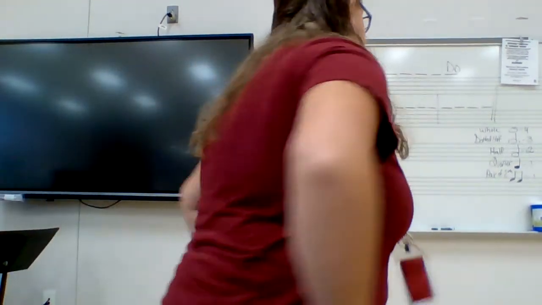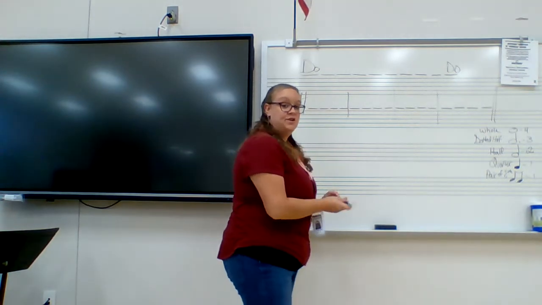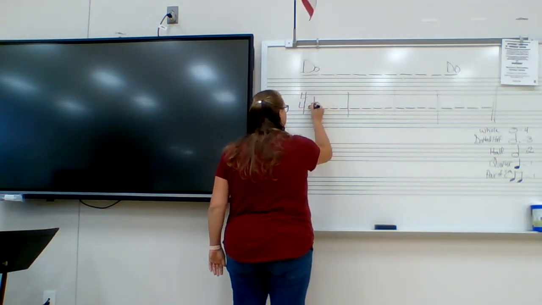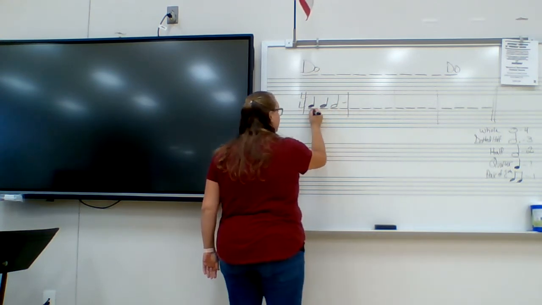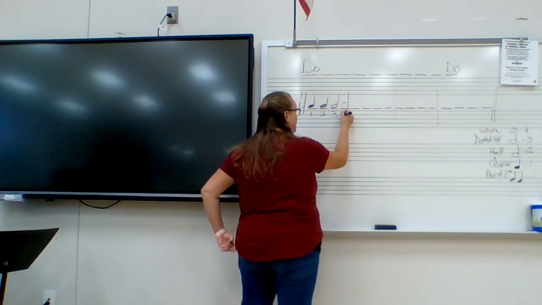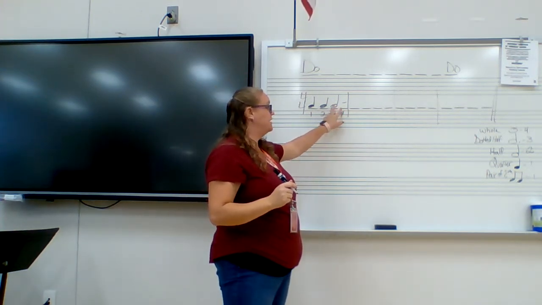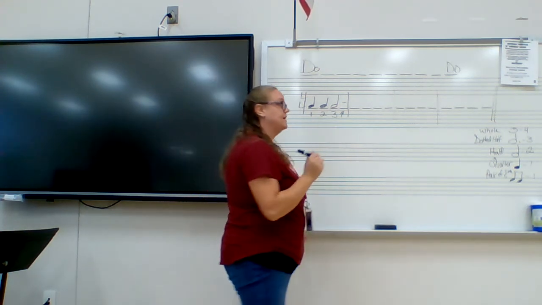Okay, so writing these on the board. First measure, you should have had quarter note, half note, quarter note, half note. And again, there's 1, 2, 3, and 4 of your points. If you miss the half note, that's 2 points gone. So just do the best you can to write this on your own.